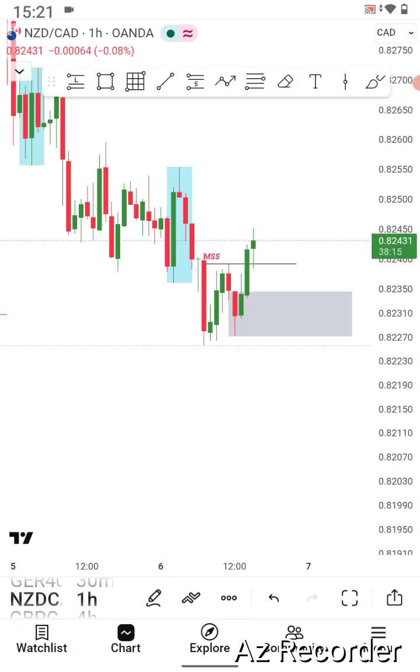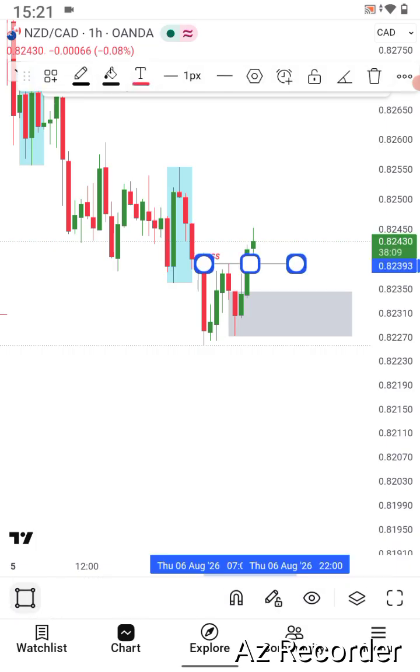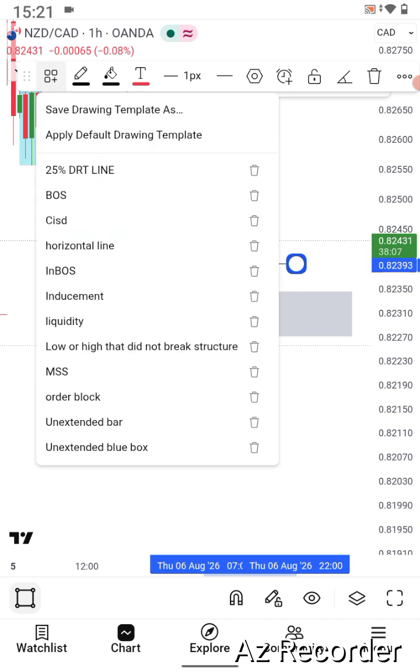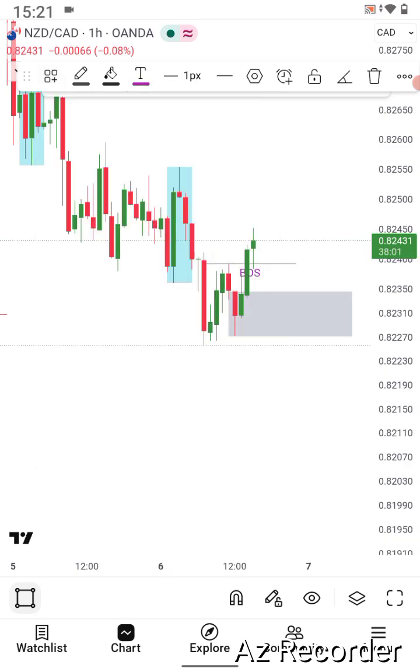So let's mark it different. I'm going to mark this market structure according to the old order block. Let's mark it differently now. So let's call this break of structure for the 1 hour time frame. This is like a serious confirmation entry.